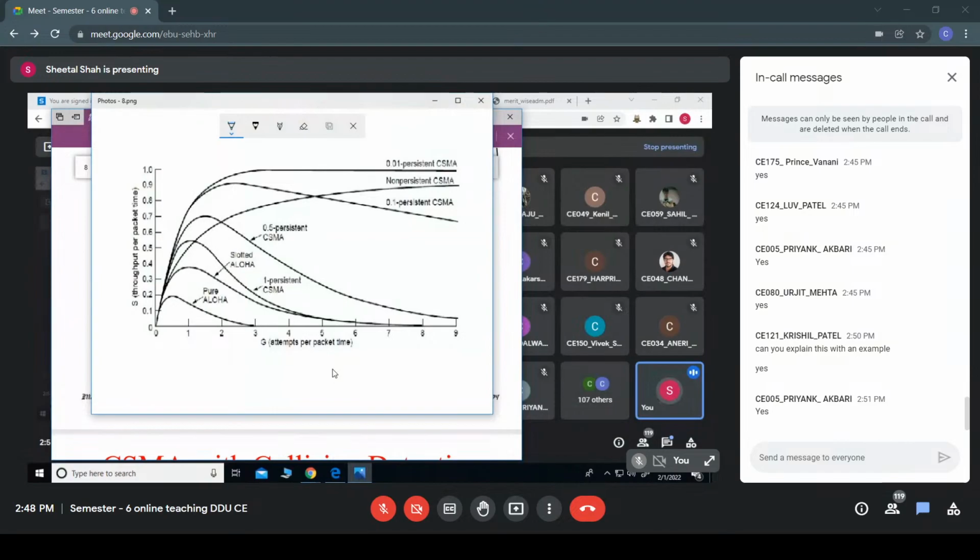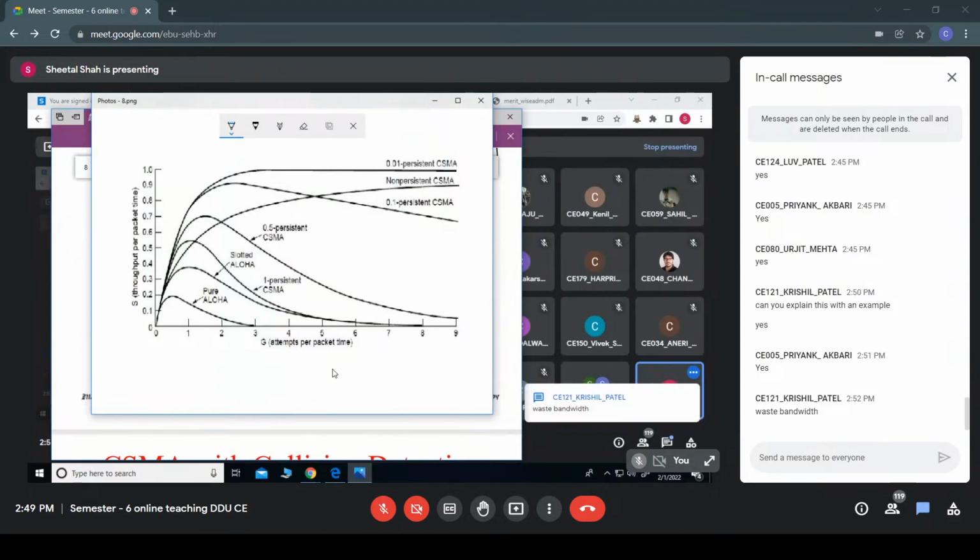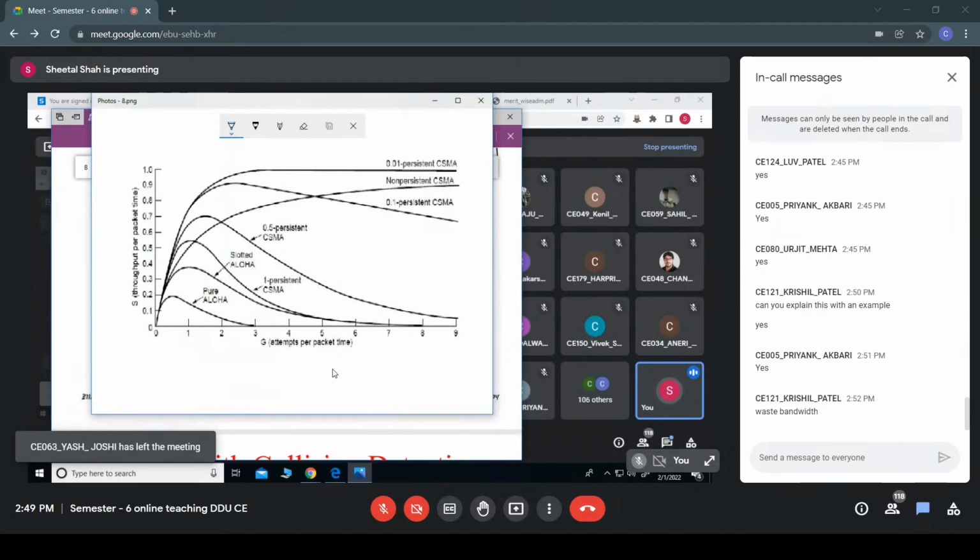Why is non-persistent CSMA having a lower value than one-persistent CSMA? Any one of you? Yes, due to the wastage of the bandwidth. Okay, so with non-persistent CSMA, if the load is less, there would be a wastage of bandwidth, and hence it has a lesser value than one-persistent CSMA.